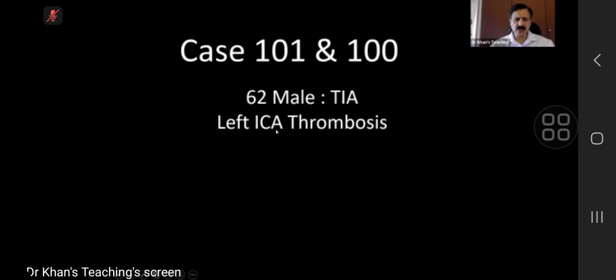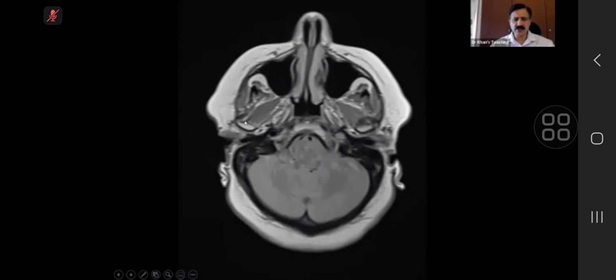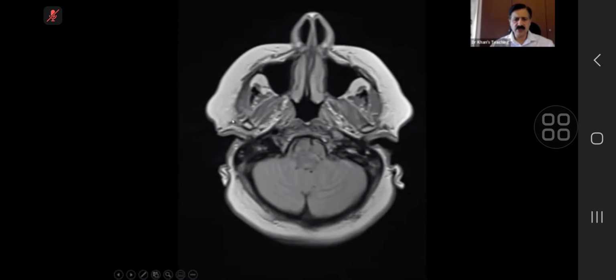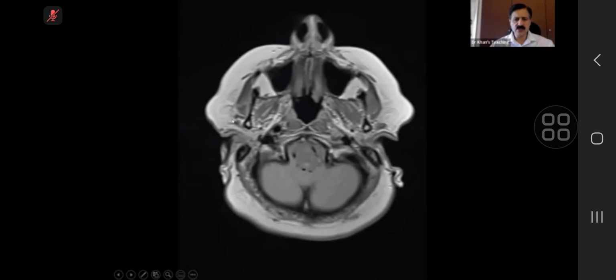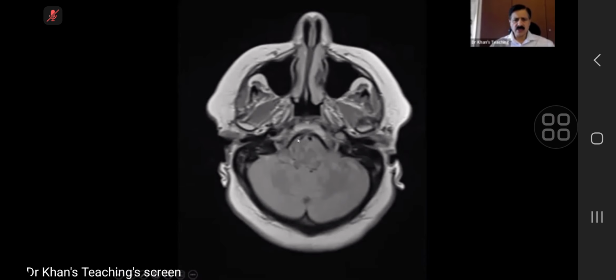Okay, now another case is a PD weighted sequence. PD weighted sequence is a very good sequence to look at the arteries. By the way, you can also see the same thing on a T2 weighted sequence most of the time. But you can see here what is happening. This is the clivus. This is a flow void of the internal carotid artery before it enters the carotid canal. Here, the flow void is not visible.